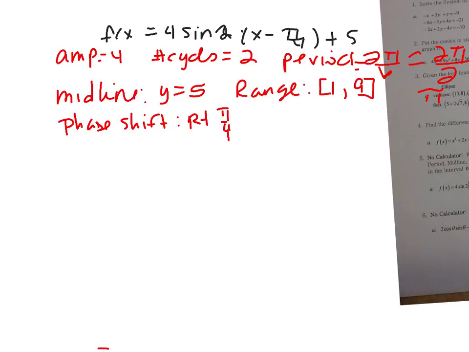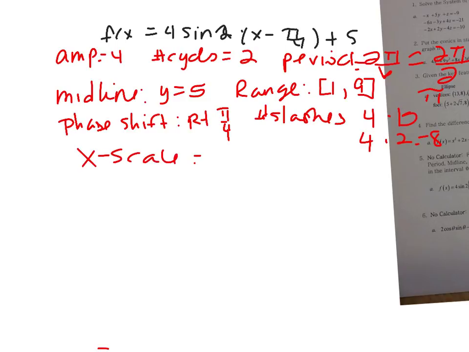Number of slashes is 4 times b. So that's 4 times 2, which is 8. And then you need your x scale. 2 pi over 8, which is pi over 4. So your x scale is 2 pi over the number of slashes. All right, so we're ready to graph.